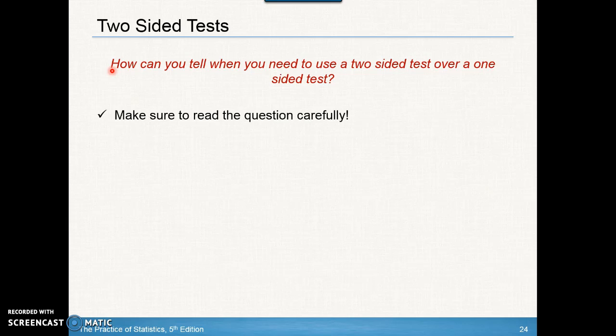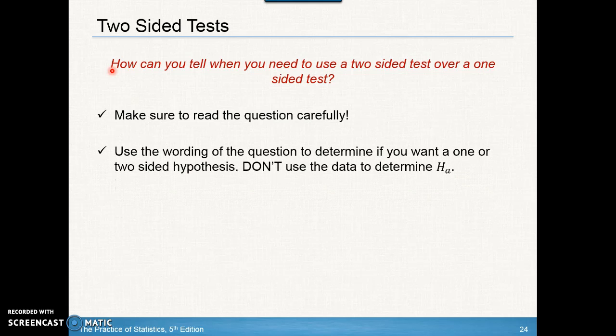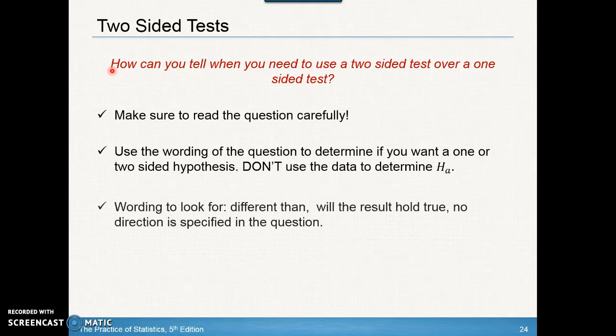If it doesn't say we want to test to see if the proportion of free throw shots is less than or greater than, and if it says something like it's different than, we're not sure if it's equal to, that's when it's going to be two-sided. We use the wording of the question to determine whether you want a one or two-sided test. We're not using the data to determine that for the alternative. You make that decision before you actually gather your statistics.